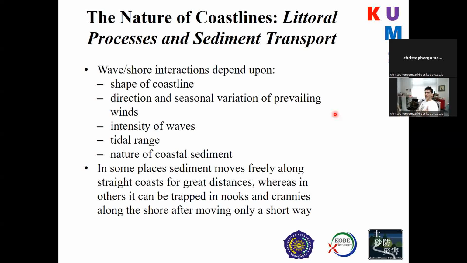Then you have the intensity of the wave and the tidal range. So the energy which is actually arriving at the coast, but also how much variation you have every 6 hours in your tides. So if you have a micro tidal range and it's not moving much, or you have actually very huge tides, then of course the impact at the coast would be very different.